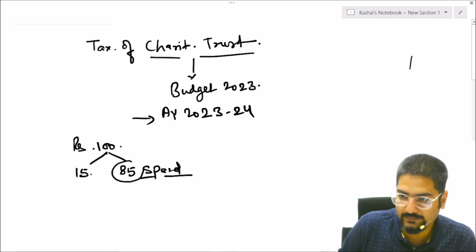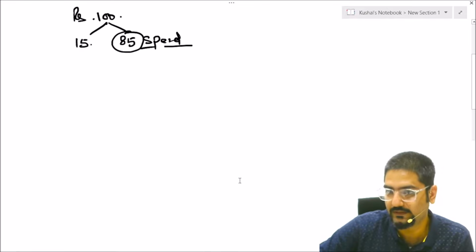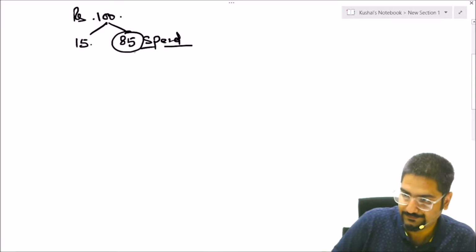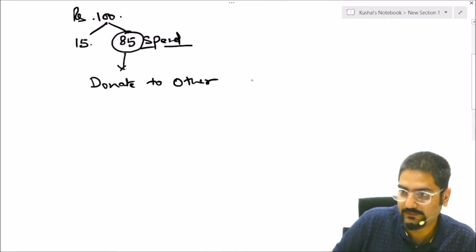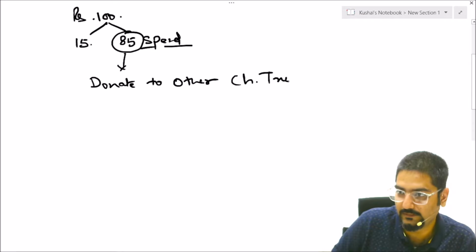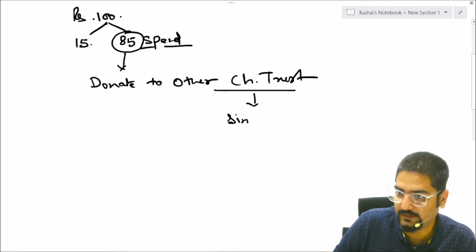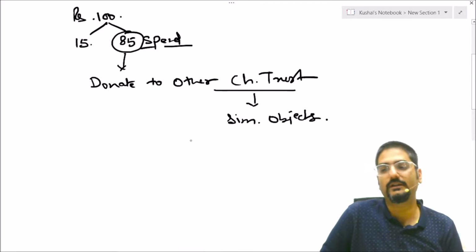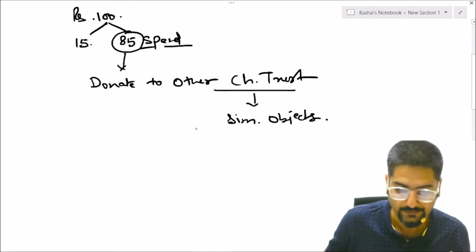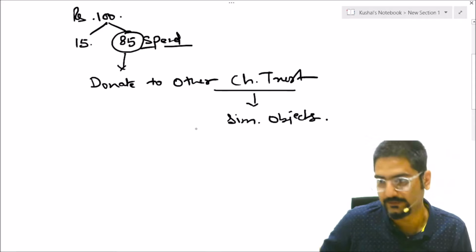In this spending of 85 rupees, a trust also has the option to donate to other charitable trusts. The condition is that the other charitable trust should have similar objects. So the 85% spend can be given to another charitable trust that has similar objects.